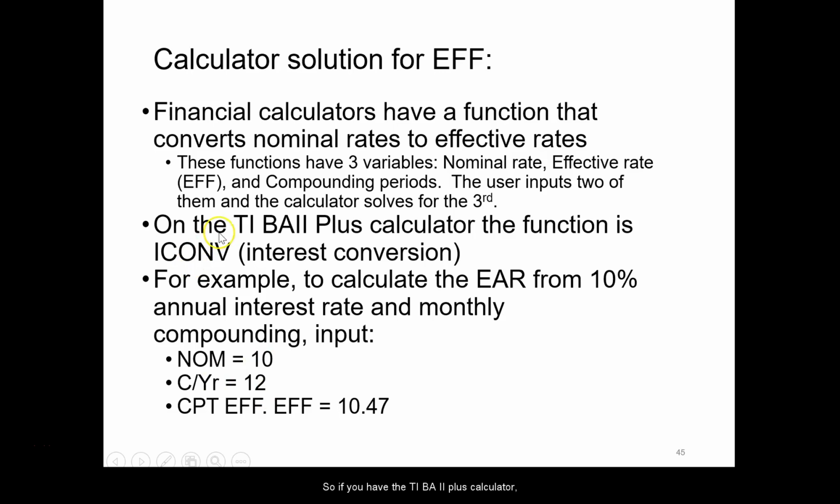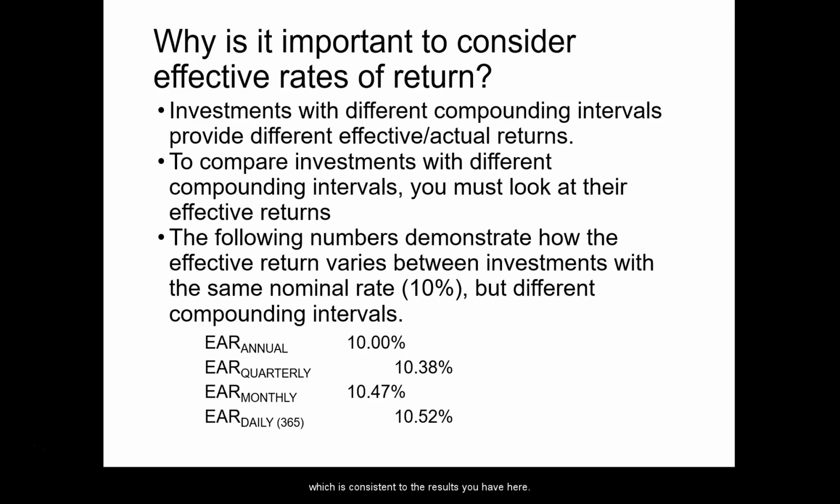If you have the TI BA II Plus calculator, you find the ICONV function, and then for the nominal interest rate, you enter 10, which is 10% APR, and then you scroll down to enter 12 as compounding periods per year. So that's monthly compounding. Then you go to the EFF and hit compute. The EFF, which stands for the effective annual rate, should be 10.47, which is consistent with the results you have here.